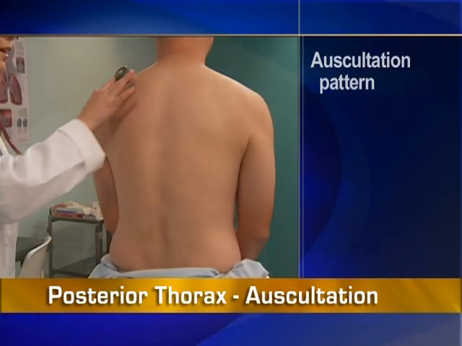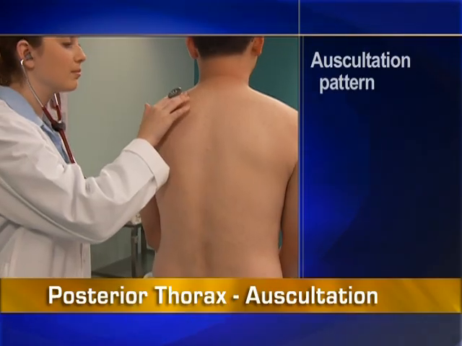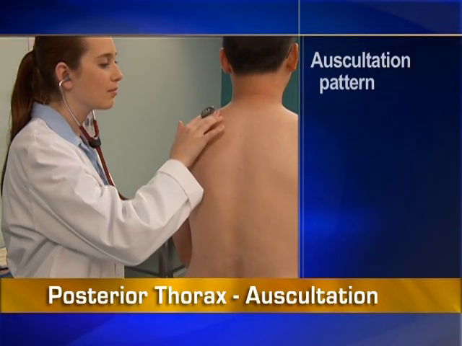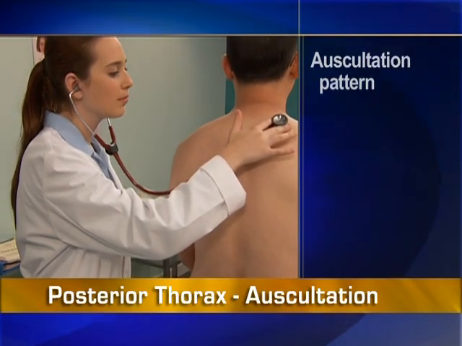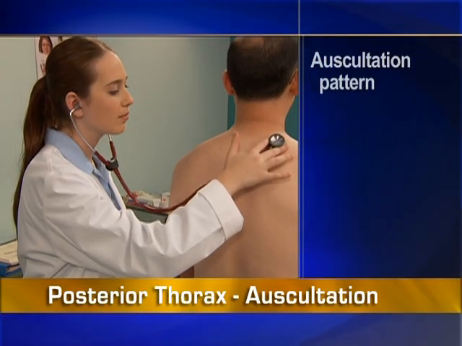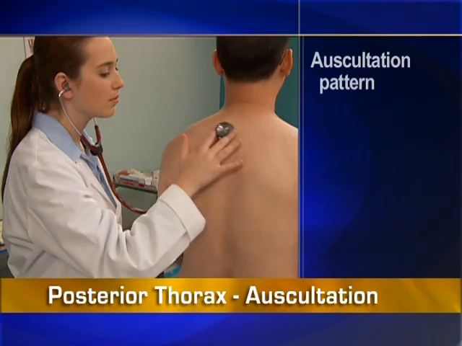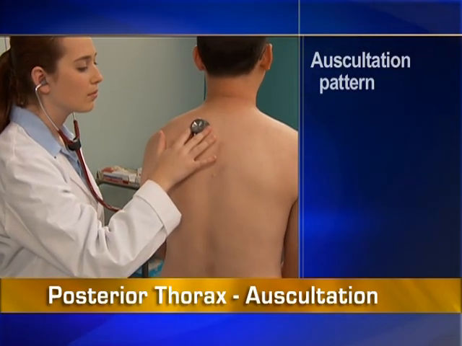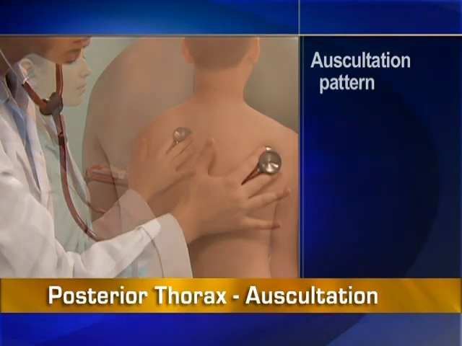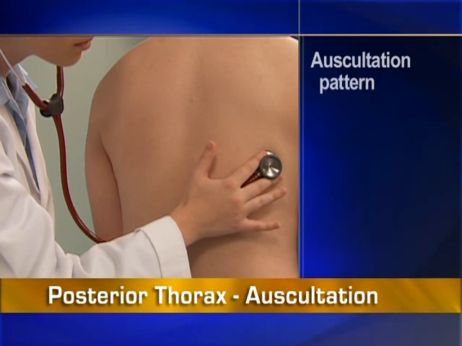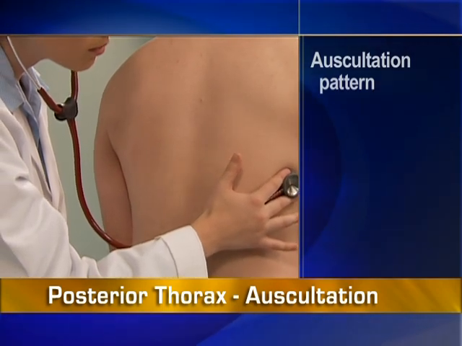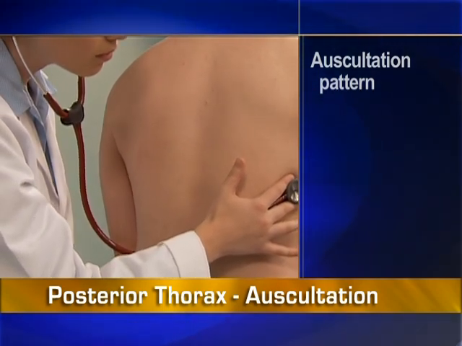Holding the diaphragm of the stethoscope firmly on the chest wall, listen from the apices at C7 to the bases, comparing breath sounds from side to side. Listen to at least one full respiration in each location. Also, auscultate laterally from the axilla down to the 7th or 8th rib.